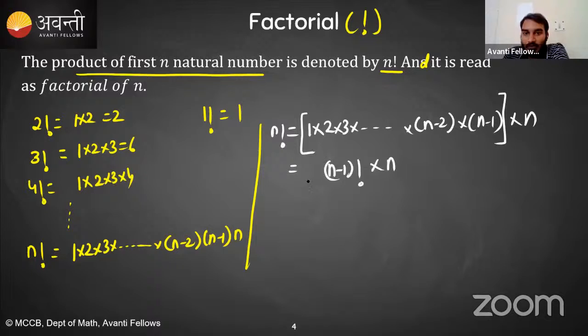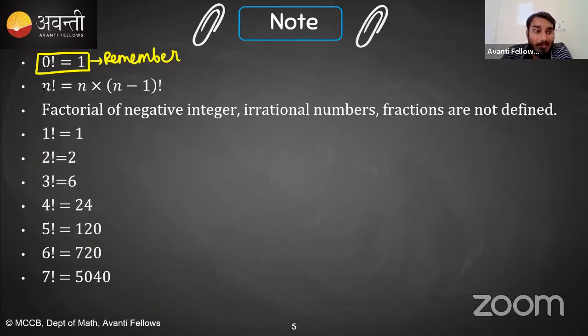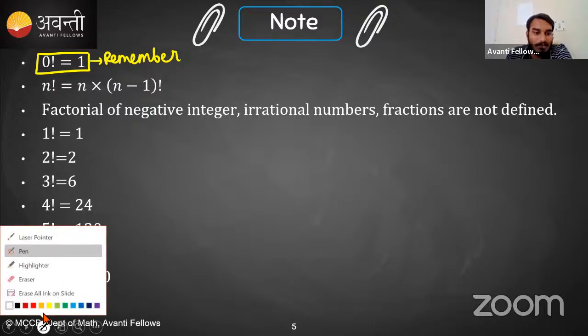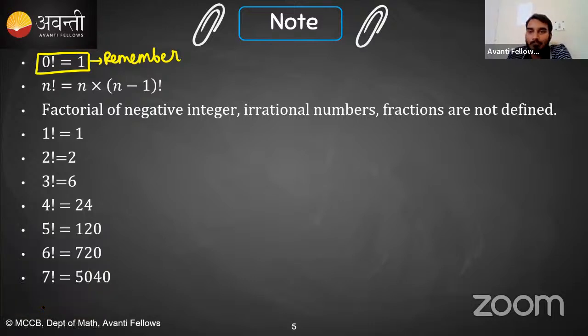So n factorial can also be written as: first do the product of the first n minus 1 natural numbers, then multiply by the next natural number, which is n. Similarly, it can be written as n minus 2 factorial into n minus 1 into n. So the second thing to remember in factorial is that n factorial can be written as n into n minus 1 factorial.